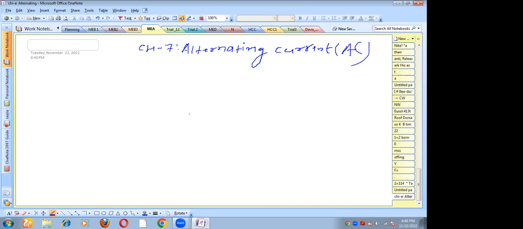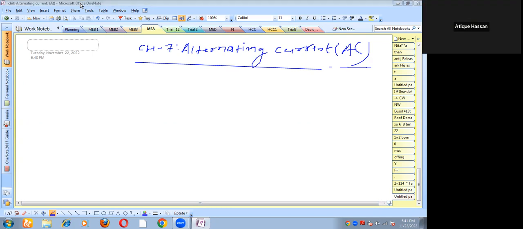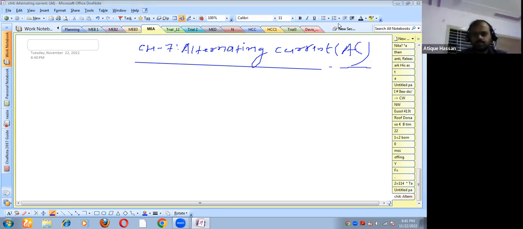Alternating current or AC. So basically, we know that AC means changing current, right? AC means current which is changing with passage of time. It may change sinusoidally. So alternating current means current changing with time. We may have sinusoidal variation, we may have other variations also. So generally for alternating current, we take sinusoidal variation.